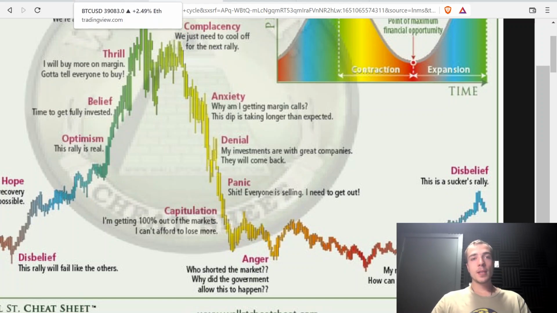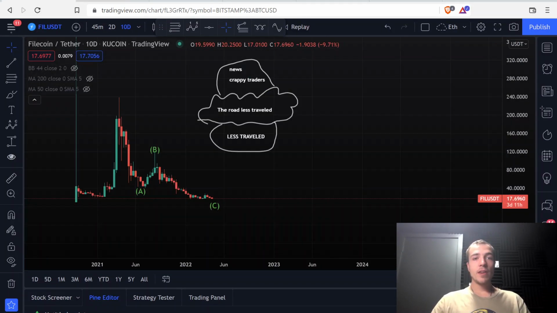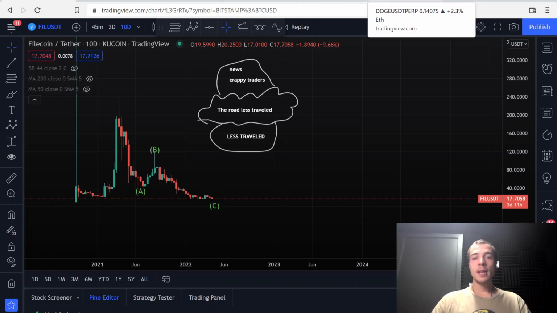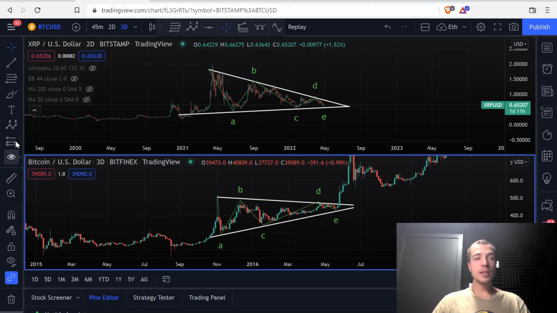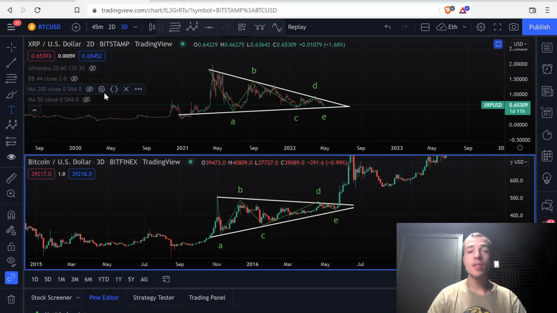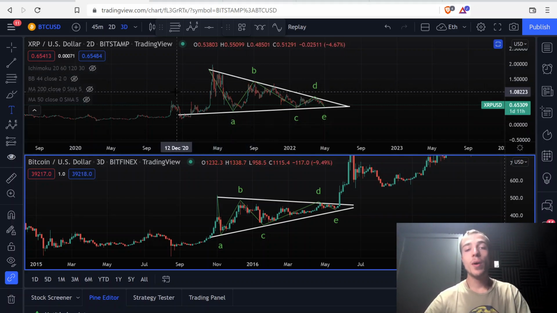And so, yeah, that's very exciting for Filecoin, you guys. This ABC correction will lead to a huge move up, in my opinion. And I'll get into Dogecoin in a second, but before we do, let's talk about XRP, which is a very, very exciting chart, you guys. Another situation of the road less traveled.